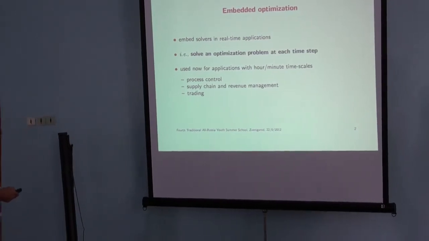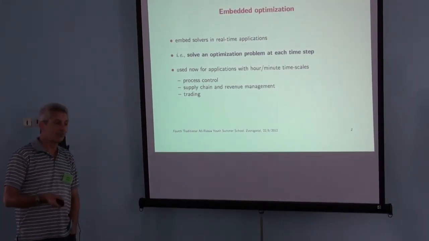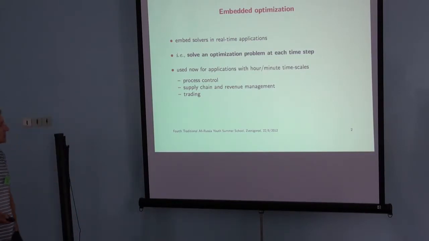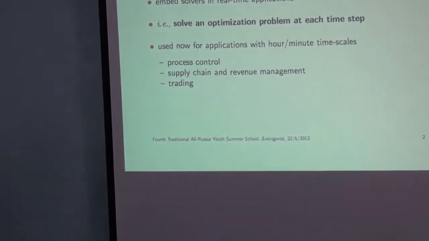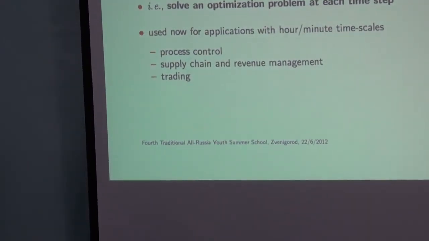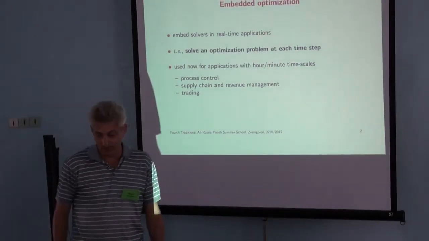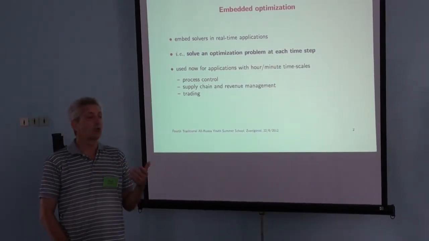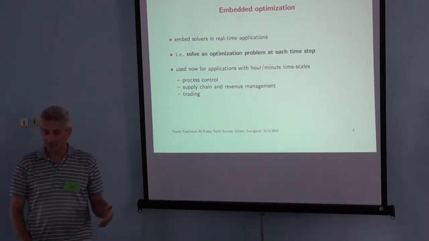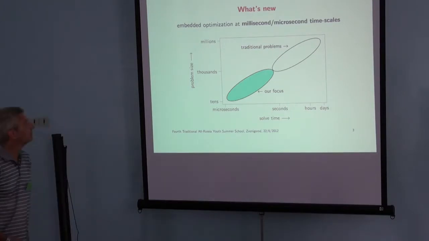And trading, essentially all quantitative trading, except for fast trading, which is just straight fraud. But other than fast trading, all quantitative hedge funds and things like that, trading is done using optimization, so embedded optimization. So all trades are determined by solving optimization problems. But everything here is on an hour or minute time scale. So that's the difference. Okay, so here's what's new.